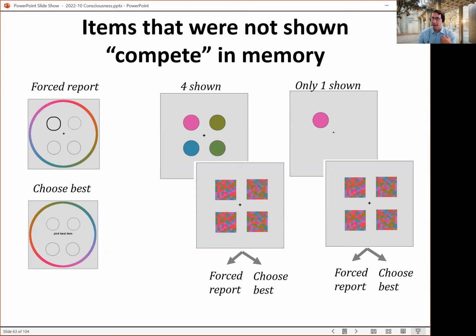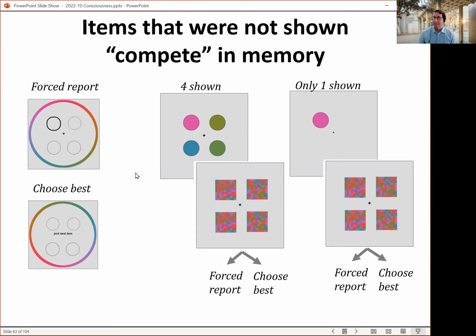That's a standard task. Sometimes we say, hey, you can choose your favorite item and report that one. And so it's a 2-part response. First, you click which one was their strongest memory, and then you click what color it was. This is a choose best paradigm. A bunch of people have used this in the working memory literature.